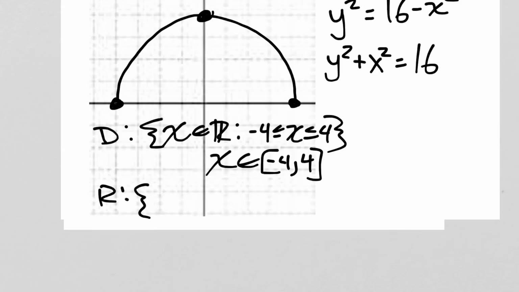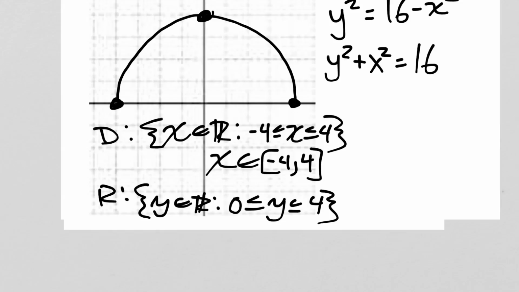Range is going to be very similar. y is an element of the set of all real numbers, such that, what's our lower limit? Well, our lower limit is 0. So 0 is less than or equal to y is less than or equal to positive 4. Right there. And again, a little easier in interval notation. y is an element of the interval starting and including 0 all the way up to positive 4, including it.